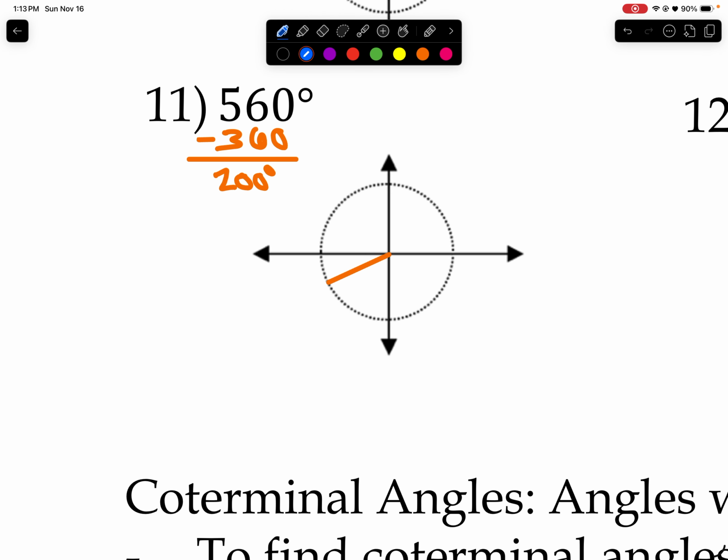But when you draw your rotation to show 560, that's one full rotation. So one full rotation. Actually, I'm going to say revolution. And then a little bit more with the 200. So what that means is when we start in standard position, I'm going to go one full rotation and then go more. So you're going to show a good amount of spirals.